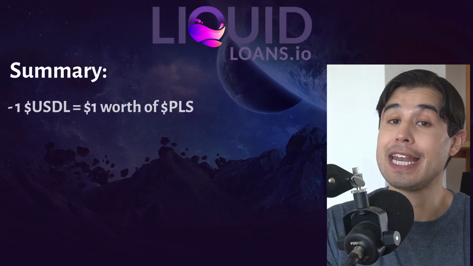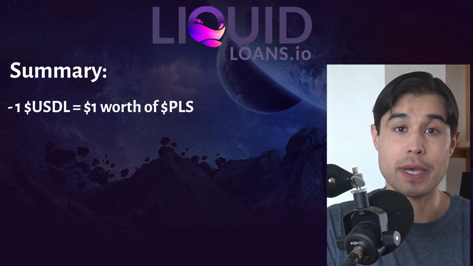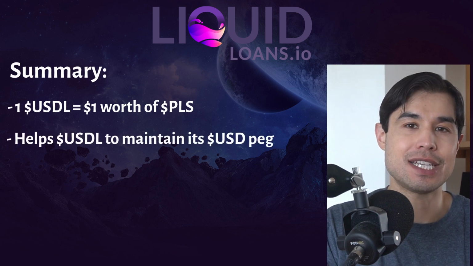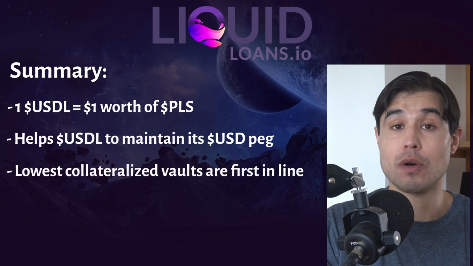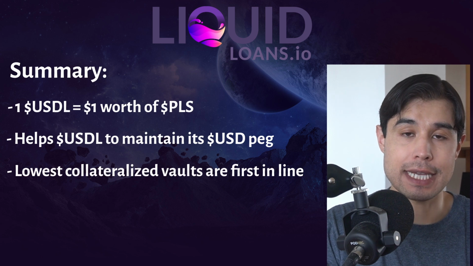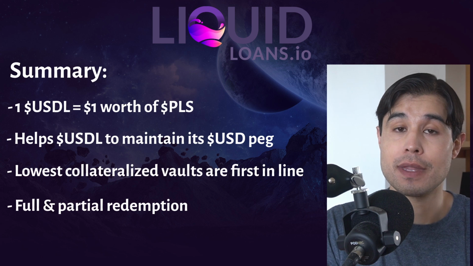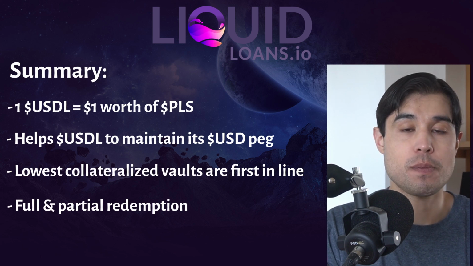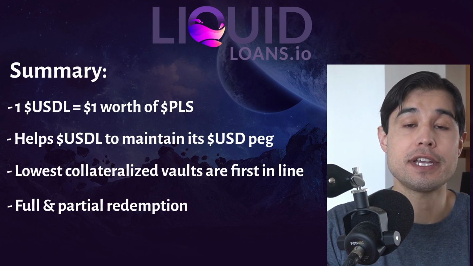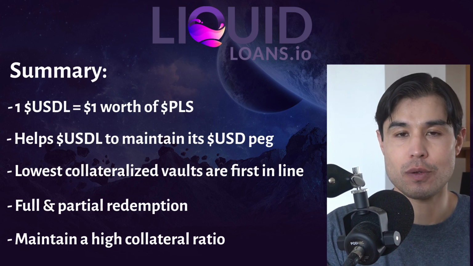So to sum it up, any USDL holder can always redeem one USDL for $1 worth of PLS within the protocol, and the redemptions function helps USDL to maintain its US dollar peg. The riskiest vaults, i.e. lowest collateralized vaults, are first in line when a redemption takes place. A full redemption is when a vault's debt is fully paid off and closed, and a partial redemption is when a vault stays open but with reduced collateral and debt. The best way to avoid being redeemed against is to maintain a high collateral ratio relative to the rest of the vaults in the system.